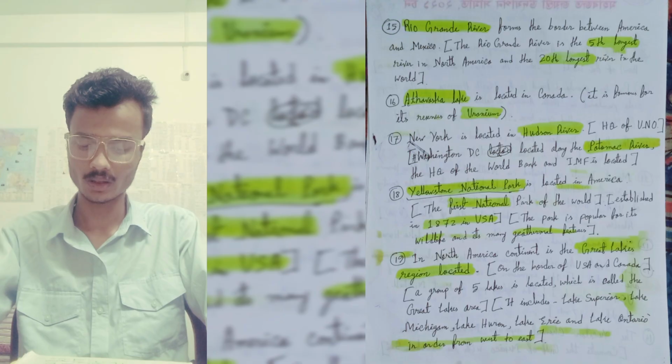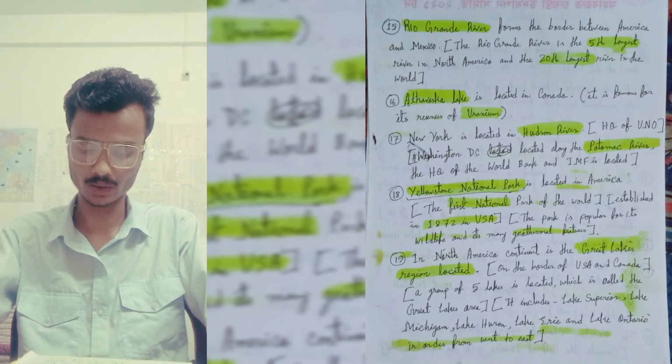Number 19. In the North America continent, the Great Lakes region is located on the border of US and Canada. A group of 5 lakes is located there, called the Great Lakes area. It includes Lake Superior, Lake Michigan, Lake Huron, Lake Erie and Lake Ontario in order from west to east.